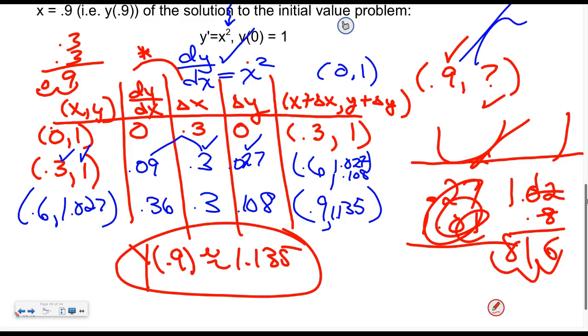Vocabulary lesson. What does it mean to iterate something? Repeat it. Yeah, it just does it over and over. The same process over and over.